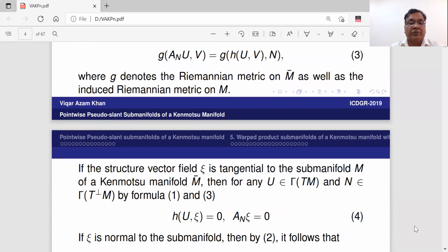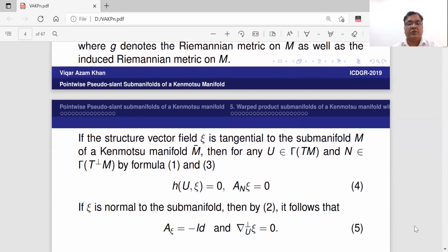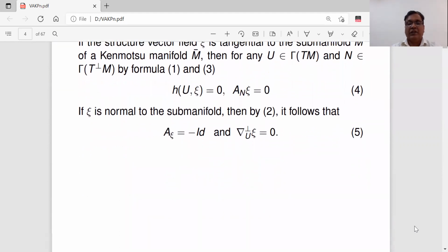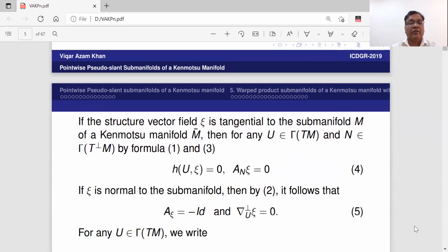Now, since the Kenmotsu manifold is an almost contact manifold which has a structure vector field, there is a possibility that the structure vector field may be tangential to the submanifold, or it may be normal to the submanifold. In case the structure vector field is tangential to the submanifold, we have observed that h(u, xi) is 0, as well as the shape operator A_N xi is 0. In case xi is a normal vector field, we have equation number 5. So these are some basic things we need to keep in mind.